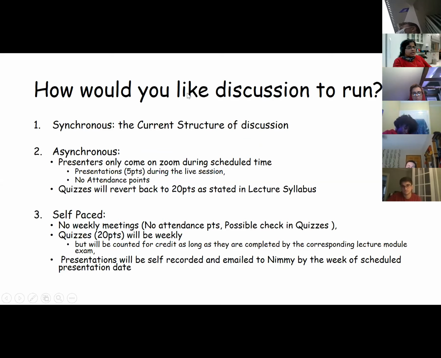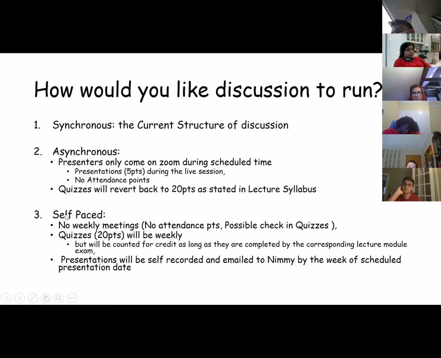So one of the options that I have is the synchronous version, which is what I explained so far. Asynchronous is similar, except not all of us have to come in during the sessions. Only the presenters will be coming in during those sessions. And in this case, I cannot put in attendance points just because it will have to revert back to the 20 points in quizzes, as the lecture syllabus says.